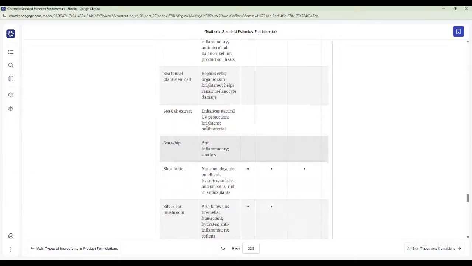Oak extract. Haven't seen this one in a while. It enhances natural UV protection, so it's great for sunscreen. It brightens and is antibacterial.